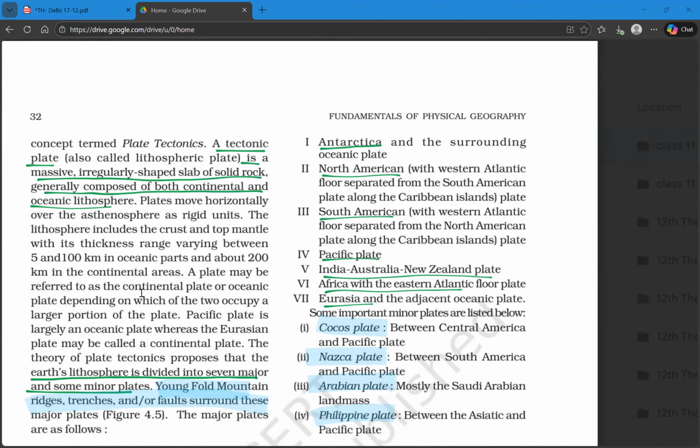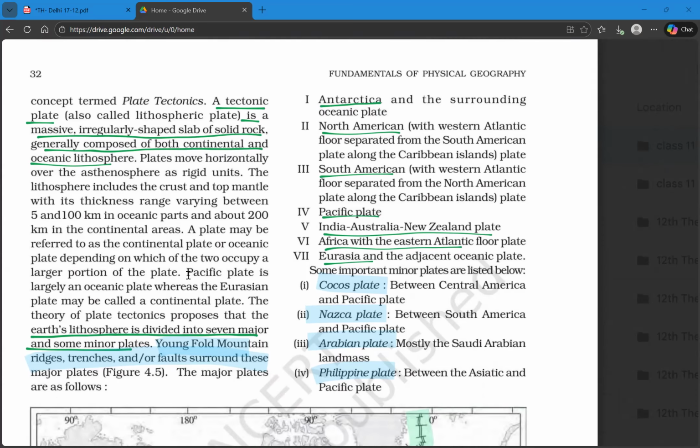A plate may be referred to as a continental plate or oceanic plate depending on which of the two occupies a larger portion of the plate. So if the lithospheric plate has more continent on it than ocean, then it is called a continental plate. Otherwise, it is called an oceanic plate. We'll see one example here. The Pacific plate is largely an oceanic plate, whereas the Eurasian plate may be called a continental plate, because the Pacific plate comprises mostly of the Pacific Ocean waters, while the Eurasian plate, we know, is a continent.